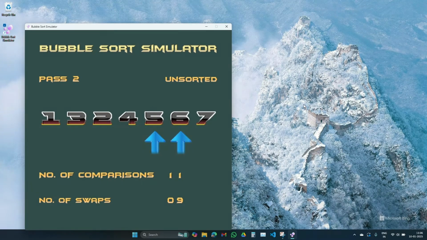Now, during pass 2, there is no need for us to compare the last two numbers, that is 6 and 7, because as we discussed before, at the end of pass 1, we already got our largest number where it should be, that is at the very end of the array. By doing this, we are saving the CPU some crucial time. At the end of pass 2, we have our second largest number, that is 6, automatically where it should be. So clearly, our sequence of numbers has not been sorted even after pass 2. So we would again ask the CPU to go through another pass.